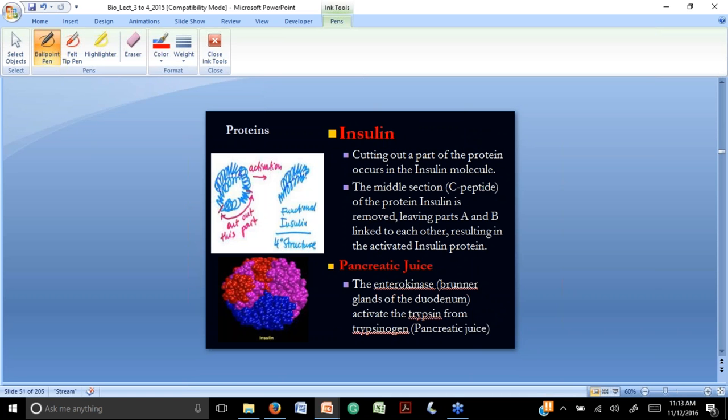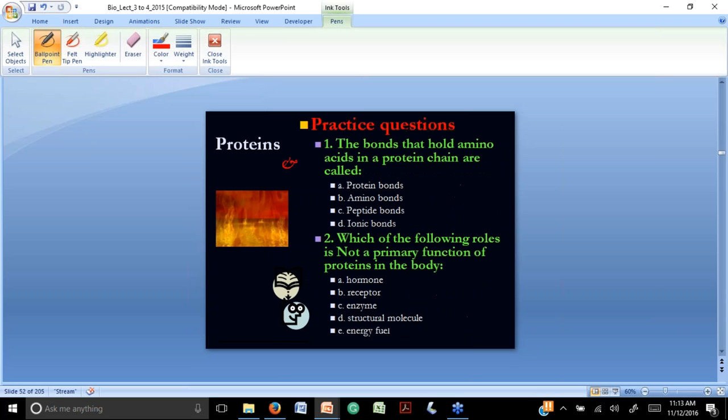Insulin, first of all, please, you need to be very quick on that. Insulin is a protein, insulin hormone, okay? Pancreatic juice. What do we have in the pancreatic juice? We have the lipase. We have the amylase. And we have the what? The protease. Okay, so let's keep going.